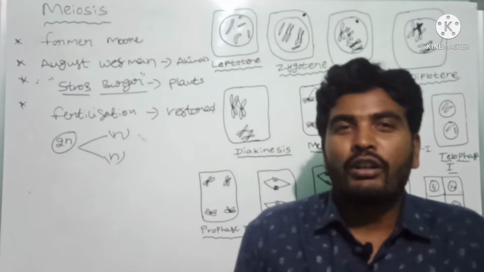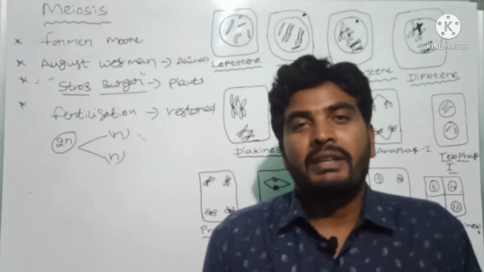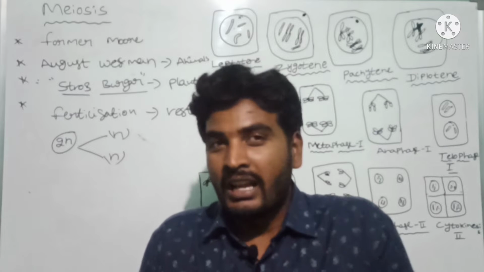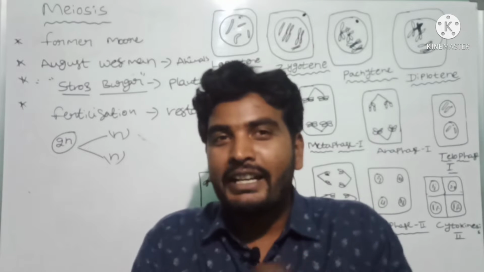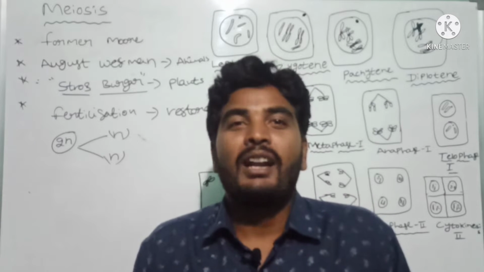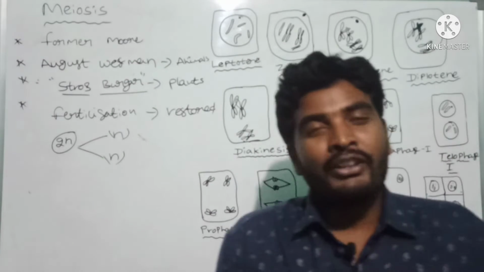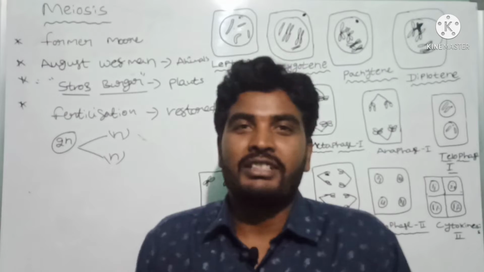Why do we call meiosis heterotypic cell division? Heterotypic cell division means the daughter cells are not identical to each other and to the parental cell. That's why meiosis is called heterotypic cell division.